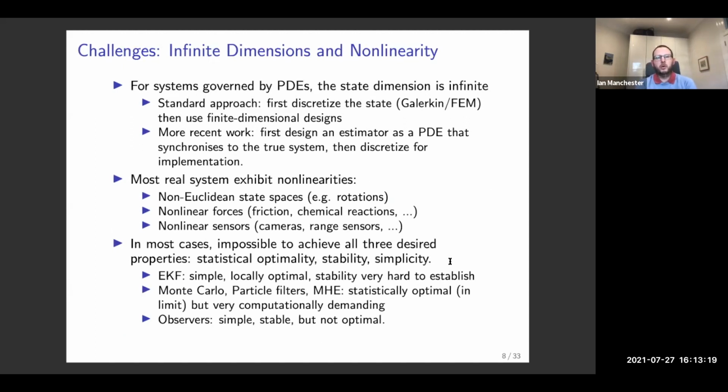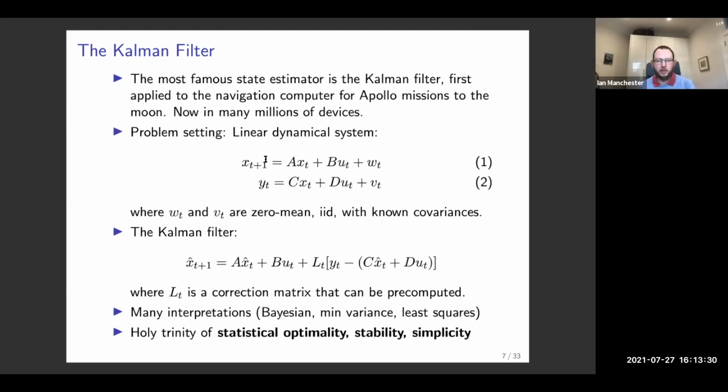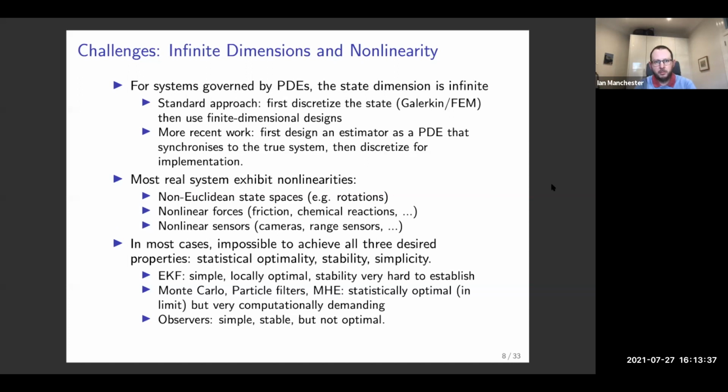When it comes to more complicated systems, things get much, much more challenging. So going from the setting of the Kalman filter, the two big things here are, on the one hand, it's linear dynamics, and secondly, it's finite dimensional. In many cases, the real system that we are trying to estimate is not finite dimensional, it's infinite dimensional. So the dynamics would be governed by partial differential equations, which corresponds to an infinite dimensional state space. And the dynamics are almost never actually linear. So both of these pose very significant challenges for state estimation, and achieving the combination of statistical optimality, stability, and computational simplicity is pretty much impossible.